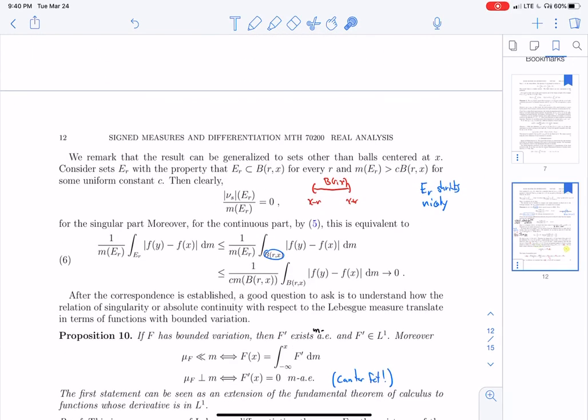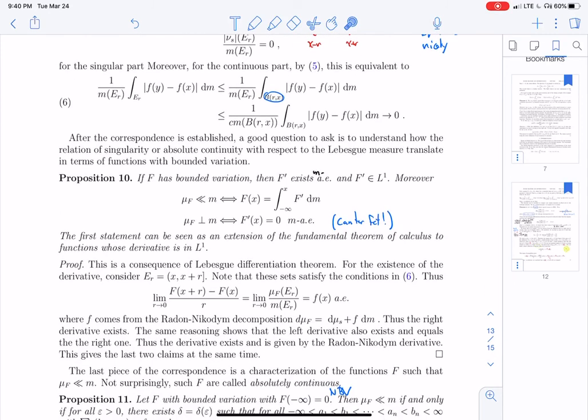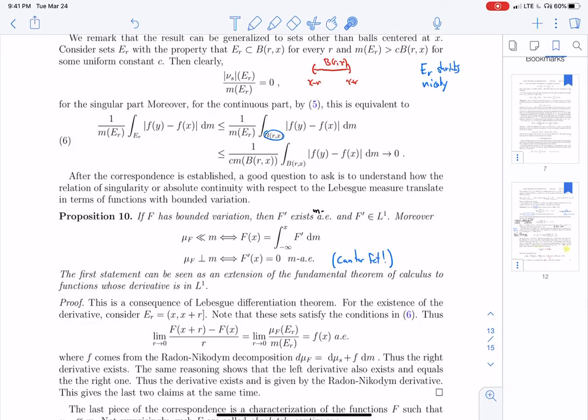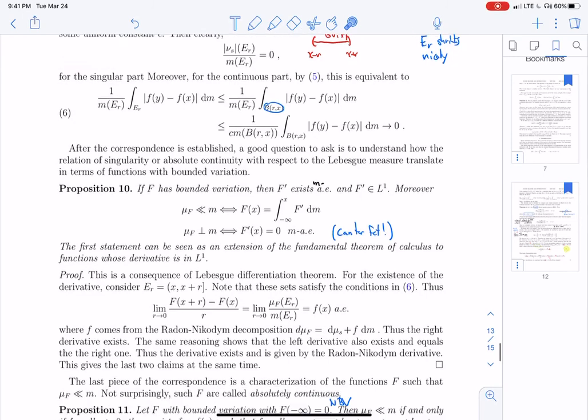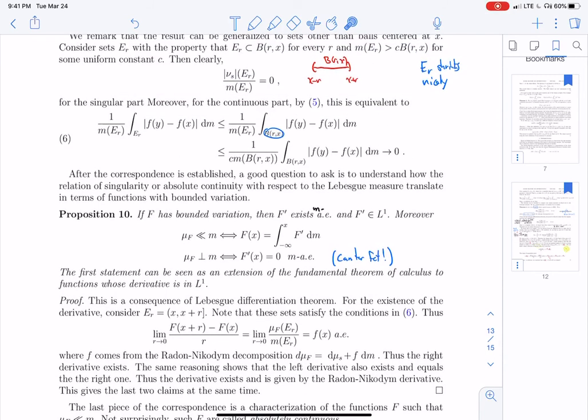I do the little reasoning there. And now let's apply that. This is essentially the fundamental theorem of calculus revisited. If I take f of bounded variation, I know that I can construct a measure from it. Then I know that f prime exists M almost everywhere, and this derivative is in L1. Moreover, if the measure I construct is absolutely continuous, then actually I can write f as the integral of f prime. If it is singular, then f prime of x equals 0 M almost everywhere.